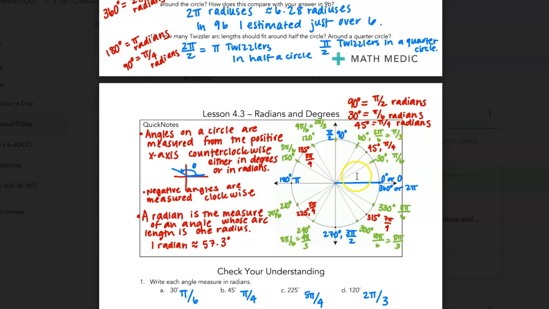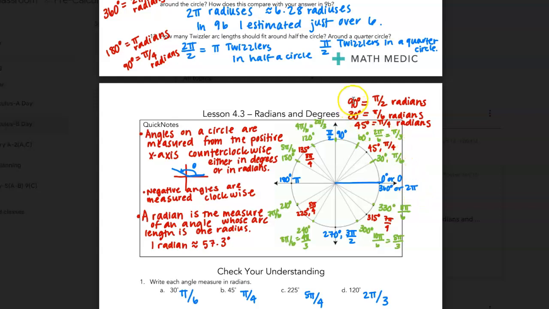We can also count by 45 degrees. So a 45 degree angle is pi over 4, and then an additional pi over 4 for every 45 degrees beyond that. So then 90 degrees would be 2 pi over 4, which is pi over 2. And then 135 degrees is 3 pi over 4. 180 degrees is 4 pi over 4, which simplifies to pi. 225 degrees is 5 pi over 4. 270 degrees is 6 pi over 4, which simplifies to 3 pi over 2. 315 degrees is 7 pi over 4. And 360 degrees is 8 pi over 4, which simplifies to 2 pi.